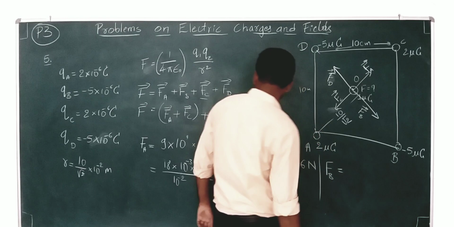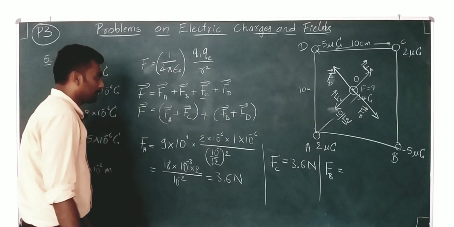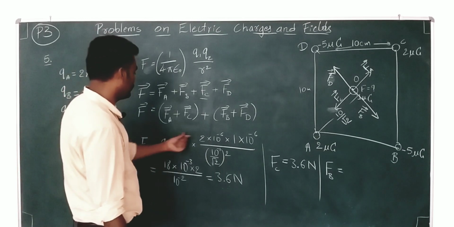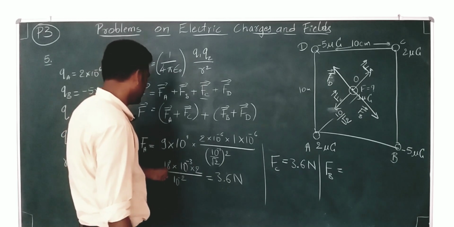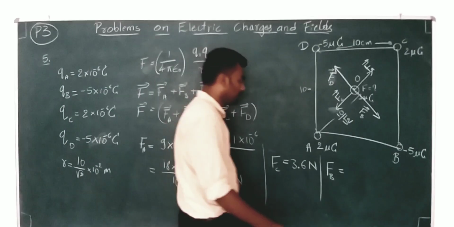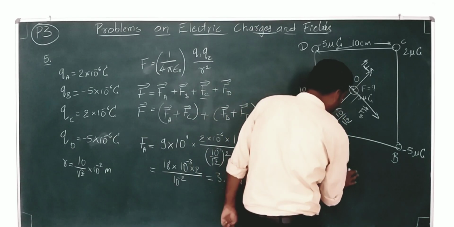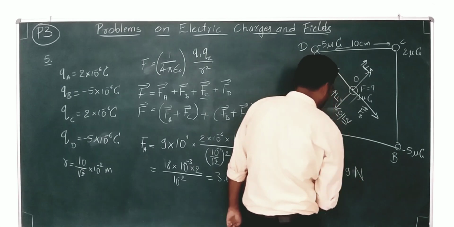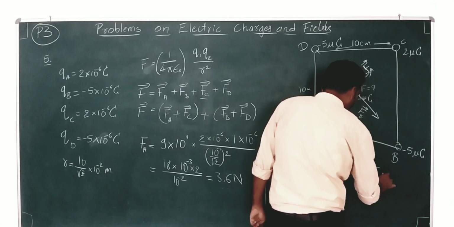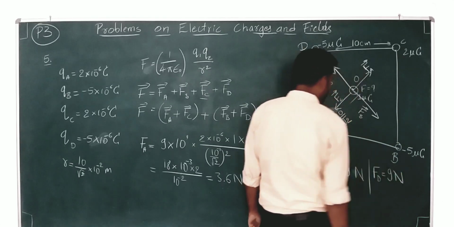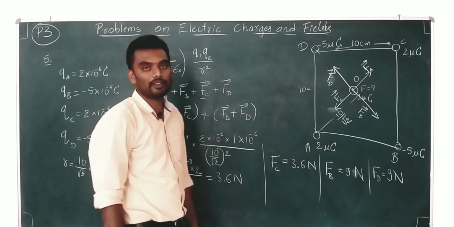This one will be, see, instead of this 2 you will have 5. So it is going to be 9 times 5 is 45 here instead of 18. So 45 to the 90. So it's simply 9 Newton. Okay, 9 Newton is the force due to charge B. Similarly, Fd is also equal to 9 Newton. So now you have all the 4 forces acting on the charge at the center.